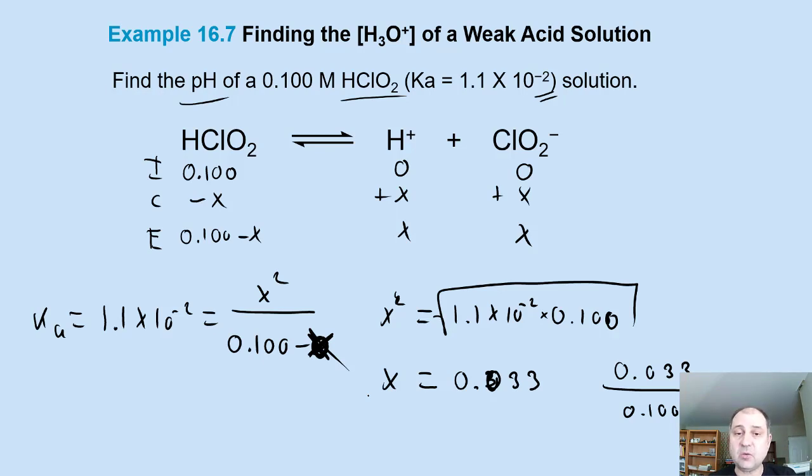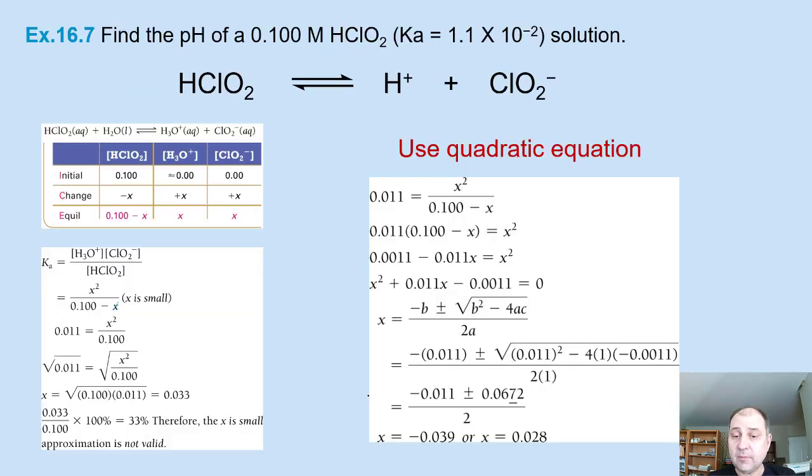I suggest that you do this yourself. And once you've done that, you can come back to this slide and make sure that you did it right here. The problem is all worked out. And so for x, of course, we get two answers. One is negative, one is positive. And then all you have to do is take the negative log of 0.028 to get to the pH, which is the question here.